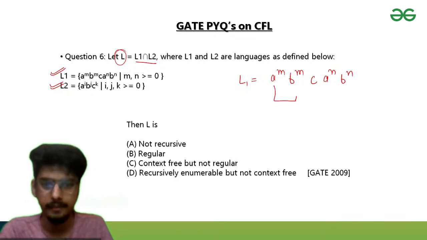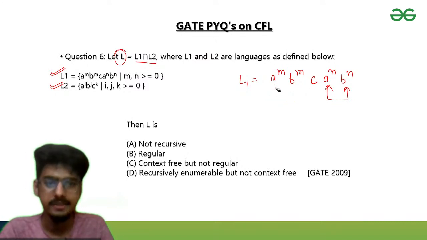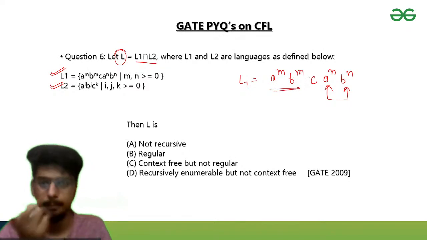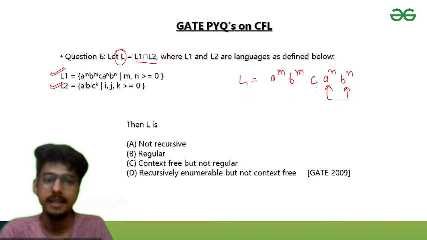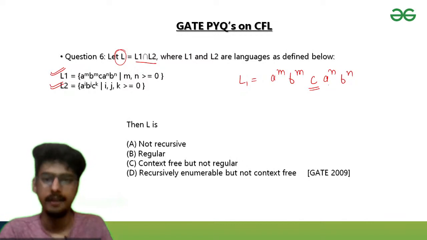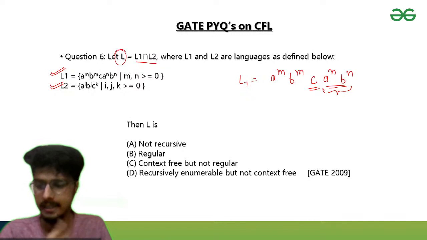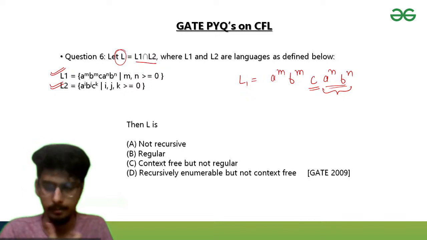Here we are making comparisons. I am comparing the number of A with the number of B here, and then again I am comparing the number of A with the number of B, right? So basically this is going to be a context free language. Why? Because for this part, whenever I see an A, I will push it onto the stack, and whenever I see a B, I will pop it from the stack. Then after seeing a C, again I will do the same thing: whenever I see an A, I will push it onto the stack, and whenever I see a B, I will pop it from the stack.